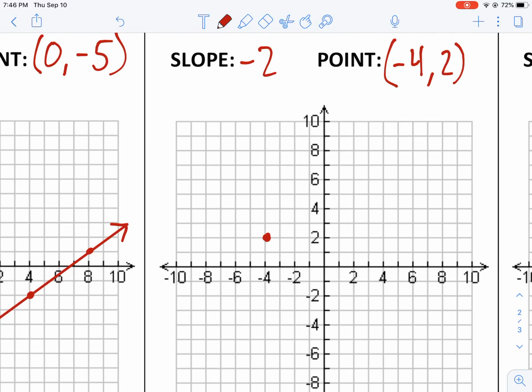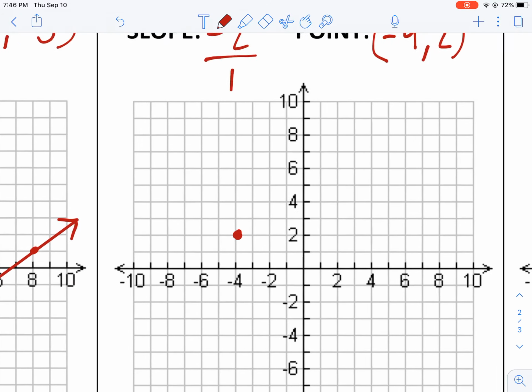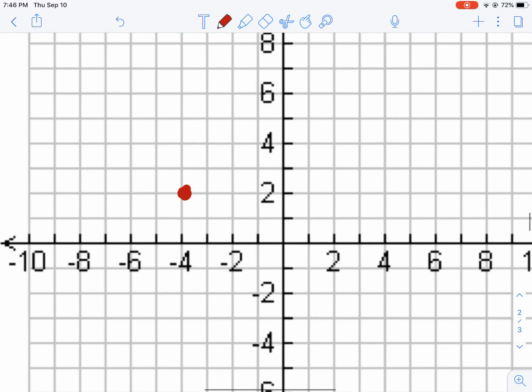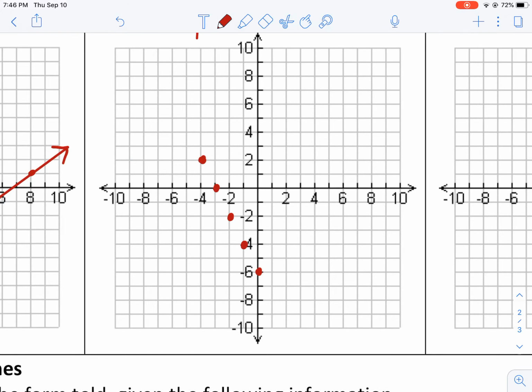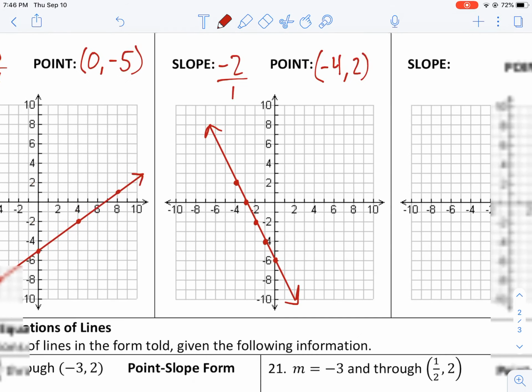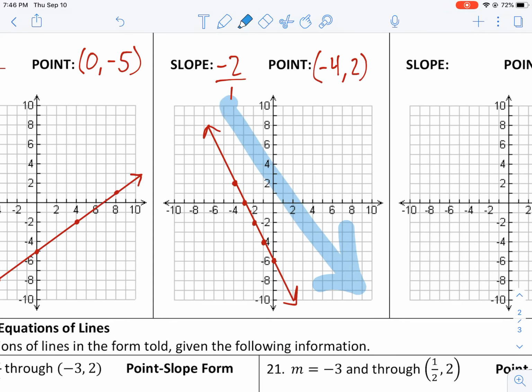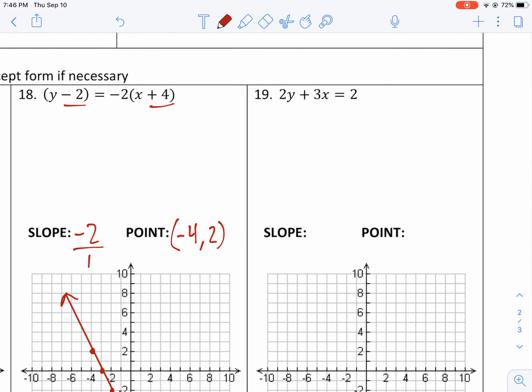Now we want to count off our slope. Our slope is -2/1. Negative means we're going down. We're going down 2, and we still go to the right. So down 2/1, down 2/1, and so on, until we feel like we've got enough points to make our line. If your slope's negative and your line isn't going down like this is, then you have your graph wrong.